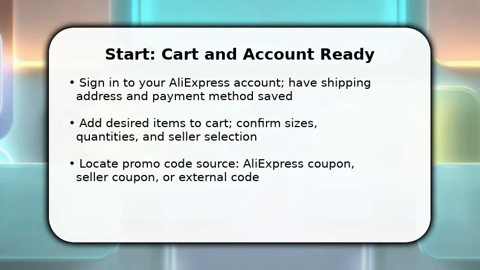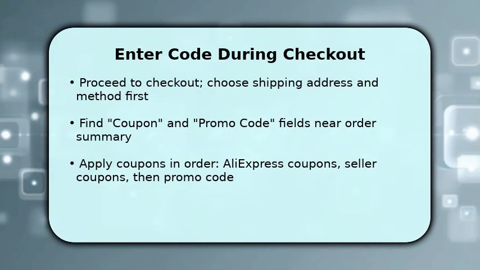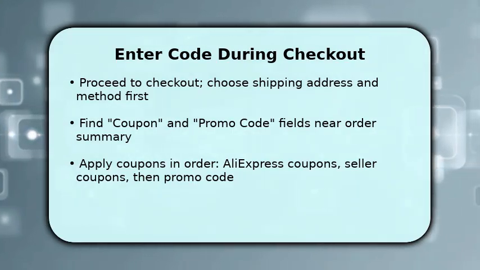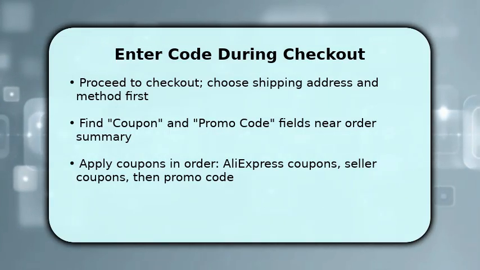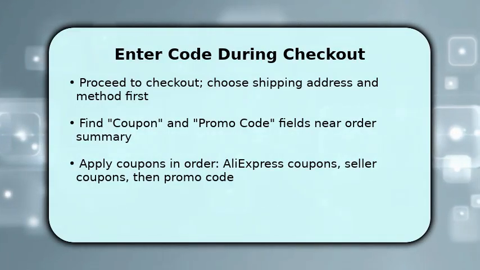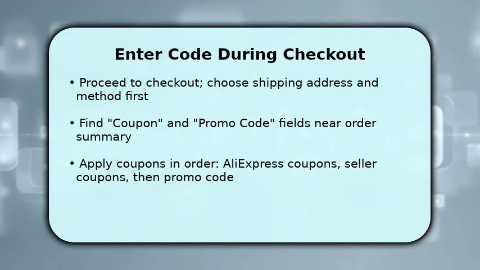When you proceed to checkout, select the correct shipping address and delivery option first because shipping can change eligibility for some coupons. In the order summary area, look for coupon selectors and a separate promo code input. Coupons often appear above or below the total. You should click to claim any available AliExpress or seller coupons before pasting your promo code.